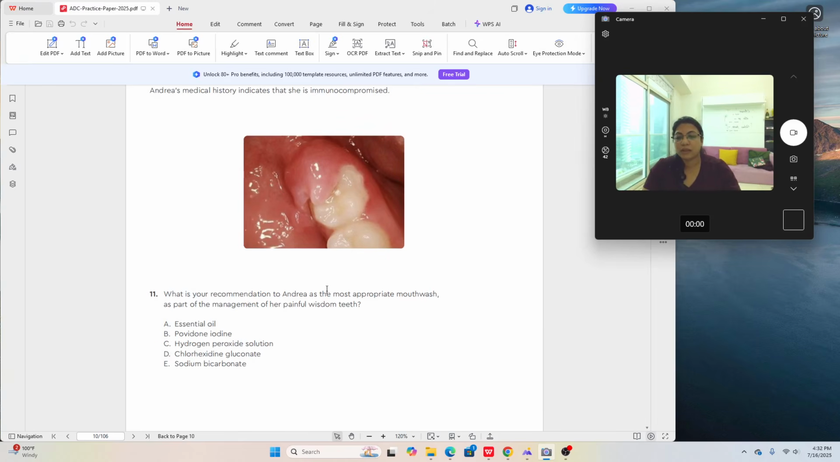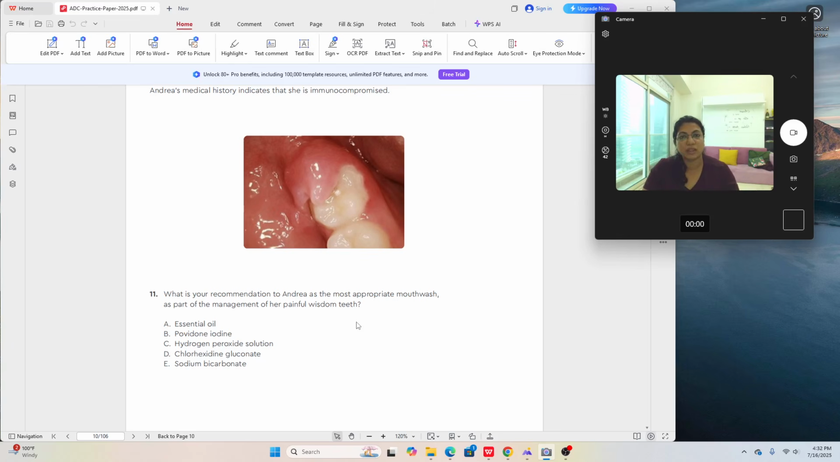What is your recommendation to Andrea as the most appropriate mouthwash as a part of management of a painful wisdom teeth? See, because her lymph nodes are swollen and tender, that means the infection has spread to them. So first thing is that you need to manage this. You need to reduce the infection, and then you will schedule your surgery.